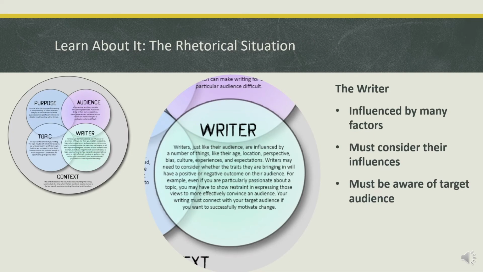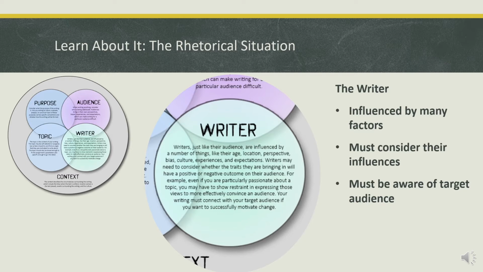We will go over the rhetorical situation in the same order as they appear in the print pathway, as well as the notes in the digital pathway. So we'll begin with the writer. Writers are influenced by many factors. Some of those factors include age, location, perspective, bias, culture, experiences, and expectations.